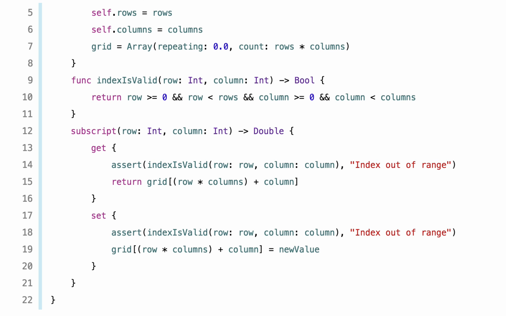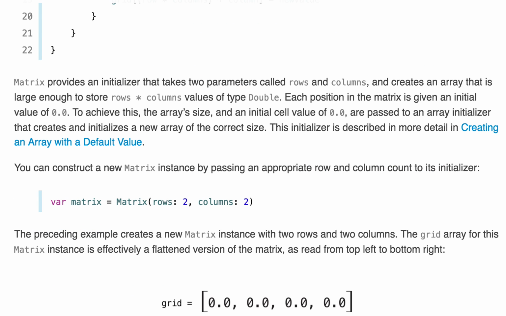And if we want to set, then we will assert that the index is valid and then get the grid at row times columns plus column and set that equal to the new value. Okay, and Matrix provides an initializer that takes two parameters, rows and columns, and creates an array that is large enough to store rows times columns values of type Double.